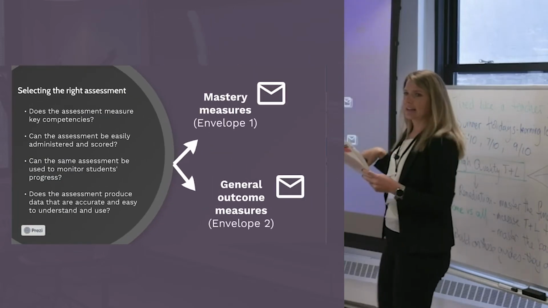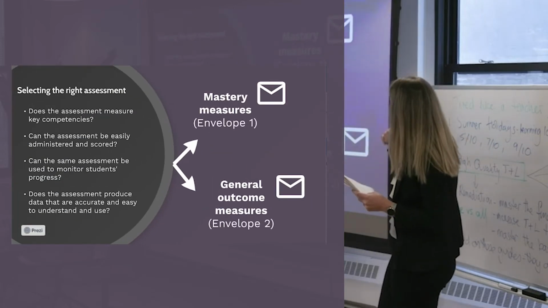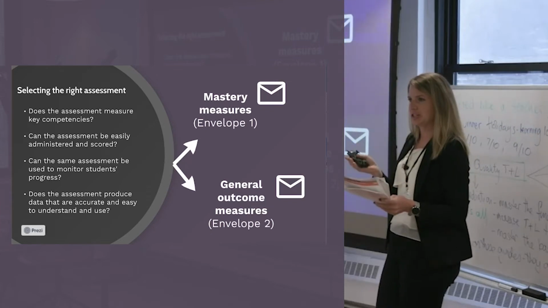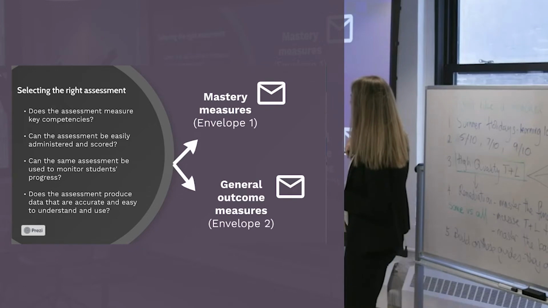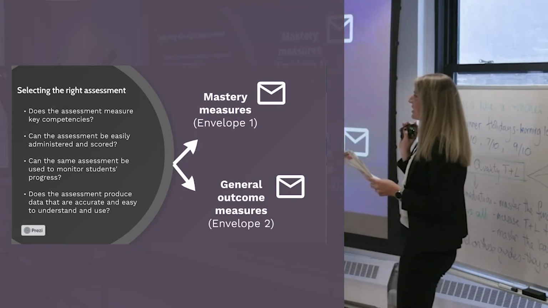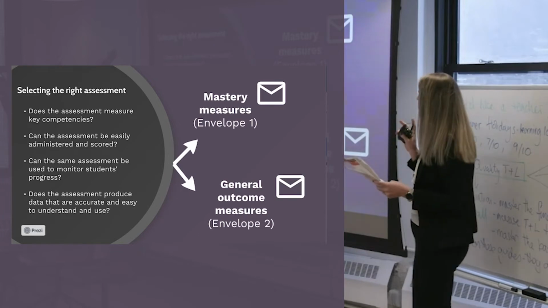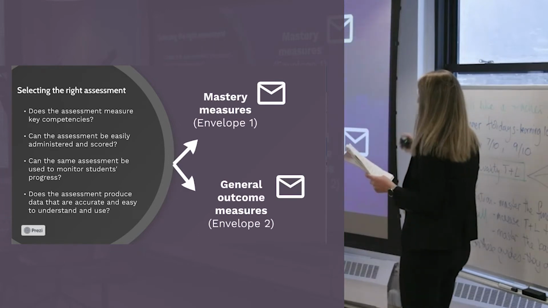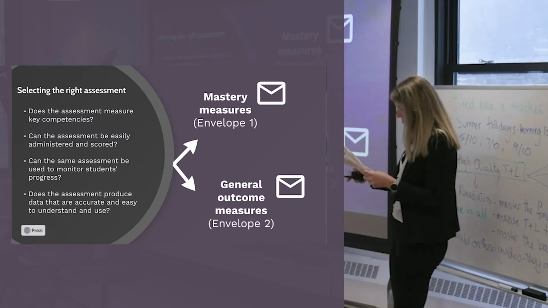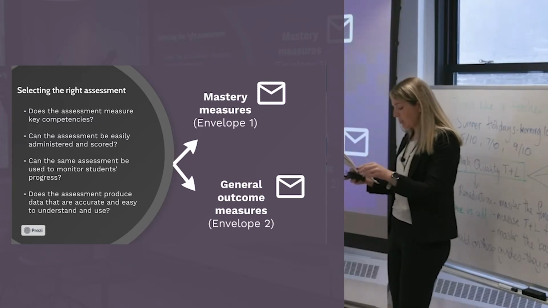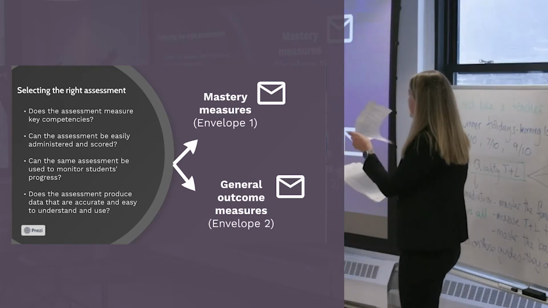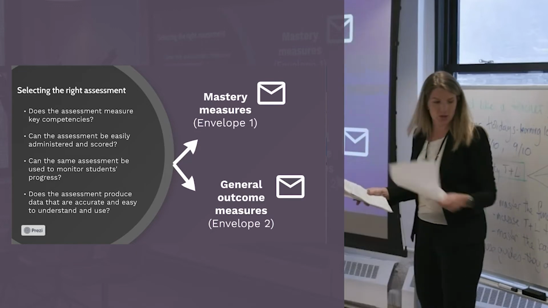And I think we can go ahead and click on the next one here. Great. So when you're thinking about the right assessment to screen students, we have 4 guiding questions that you see on the screen. I won't read them. You can see them. And at your table, there are 2 envelopes. One envelope contains examples of mastery measures, and another envelope contains examples of general outcome measures. And you can go ahead and open them and take a look and start to see and think about how these 2 different types of measures address the questions on the screen.